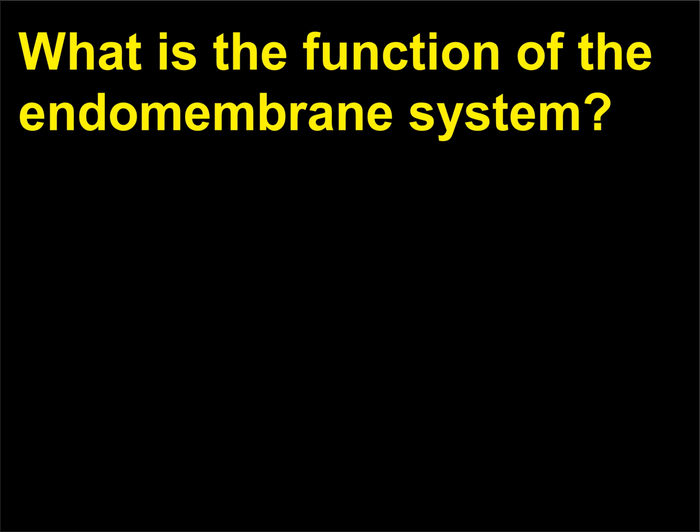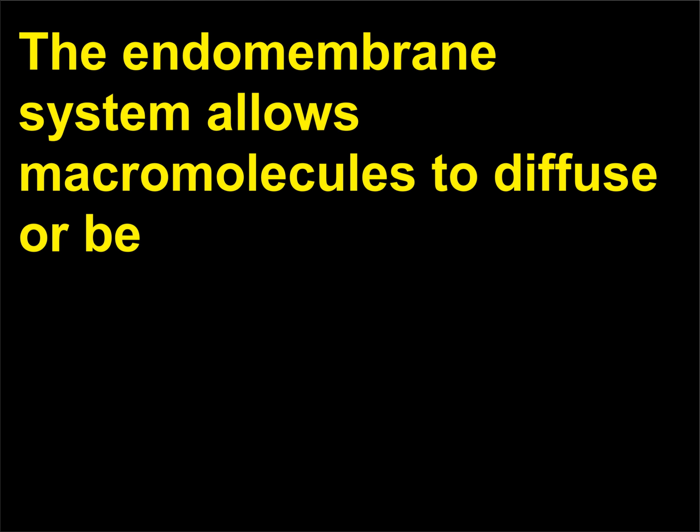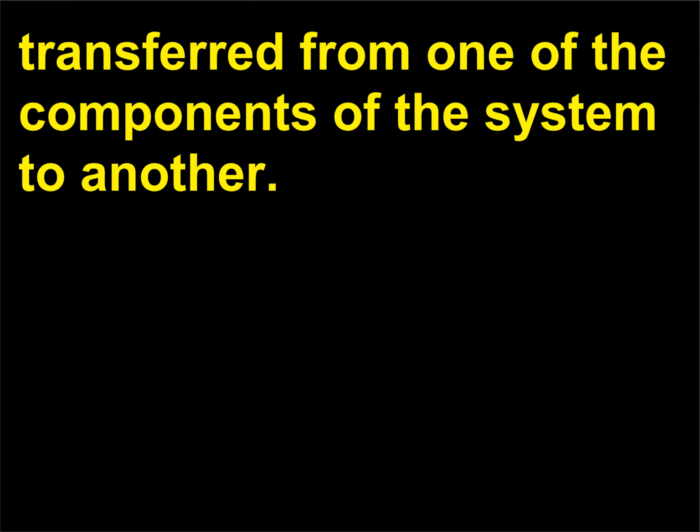What is the function of the endomembrane system? The endomembrane system allows macromolecules to diffuse or be transferred from one of the components of the system to another.